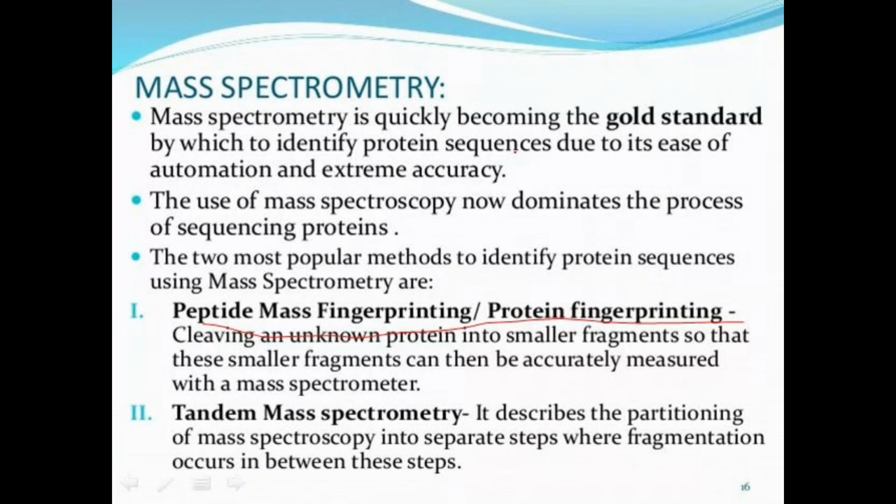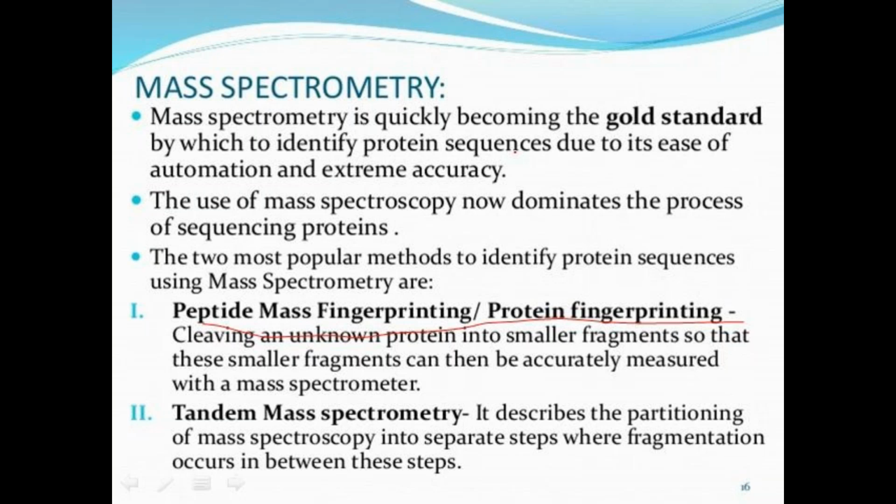That means, in the first one, the peptide mass fingerprinting, we just cleave the protein into smaller fragments. Whereas in tandem, the mass spectrometer is also used for the determination, but it takes place in different steps. That causes fragmentation in different steps, and that is mainly used for the determination.